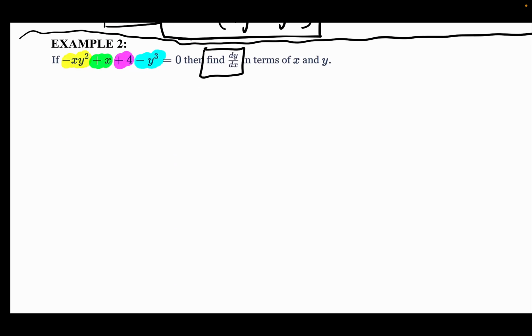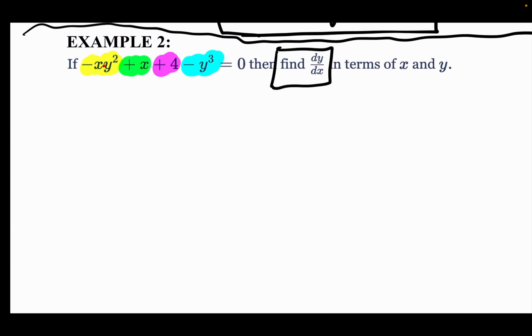So the yellow, negative x y squared. How would I find the derivative of that? Two words. Product rule, because it's negative x times y squared. So we're going to use the product rule, something you guys have done many, many times.